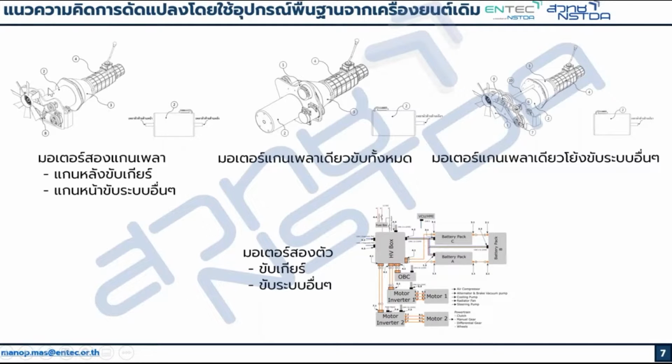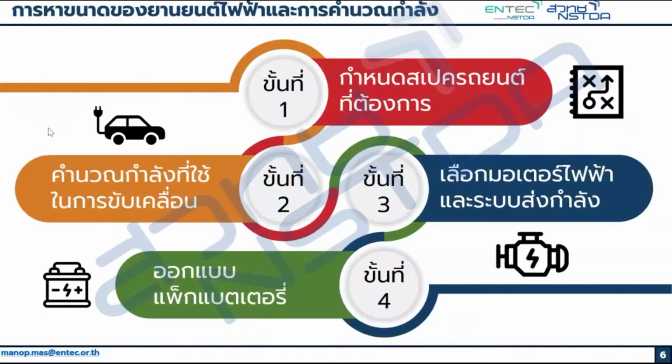Finding the size of EV and power calculation. How do we know the size of the battery? We need to know the specification of that vehicle model. We use that specification to calculate the power of the battery. So we need to consider the gear and the powertrain to design the battery pack.